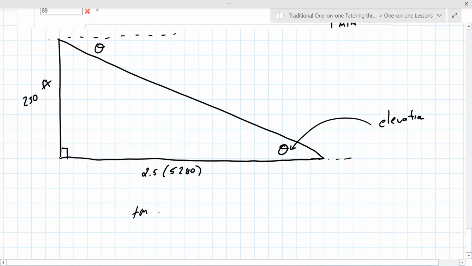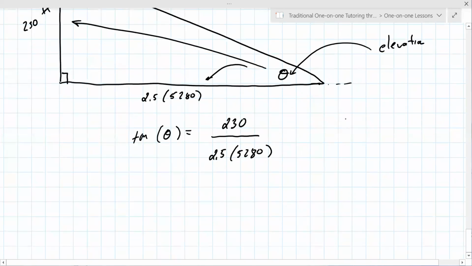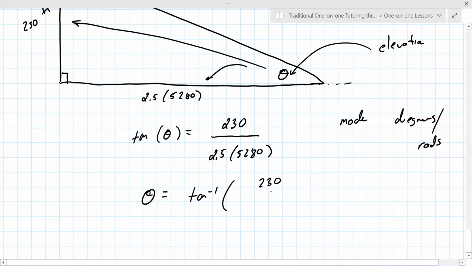Tangent's the best choice here because the tangent of theta is the opposite over the adjacent. 230 over 2.5 times 5,280. Always be considerate of the mode of your calculator. Make sure you're comfortable between degrees and radians. This one wants it in degrees. Your theta is the tan inverse of 230 over 2.5 times 5,280.